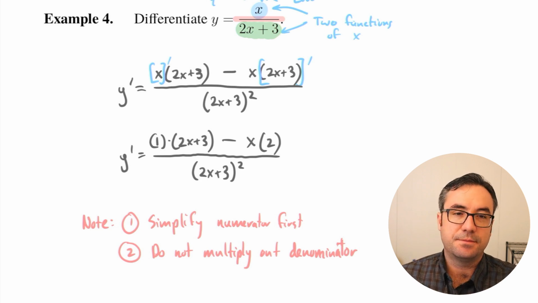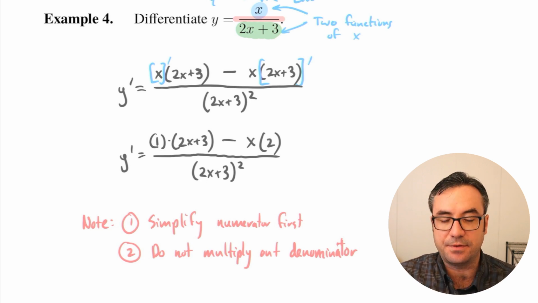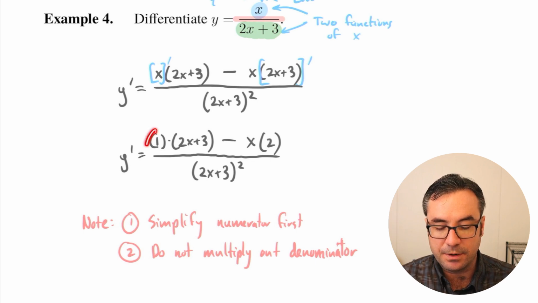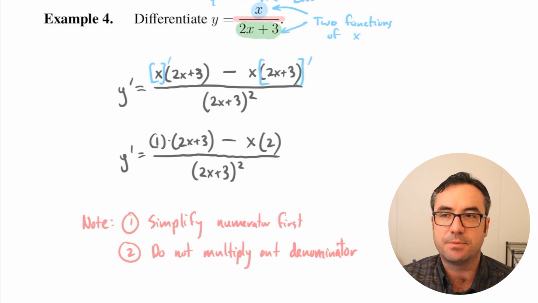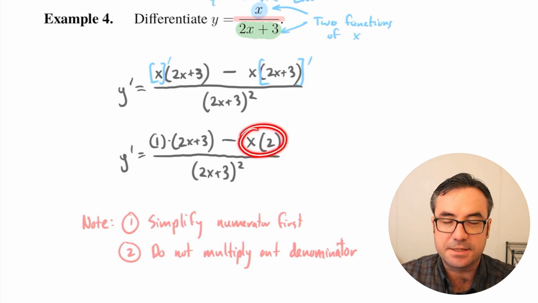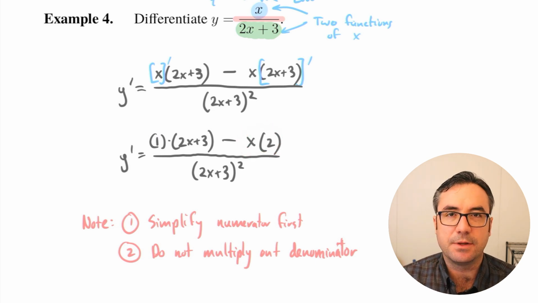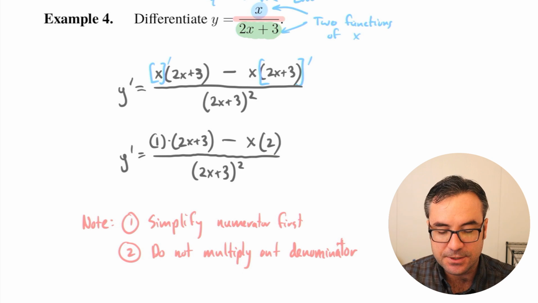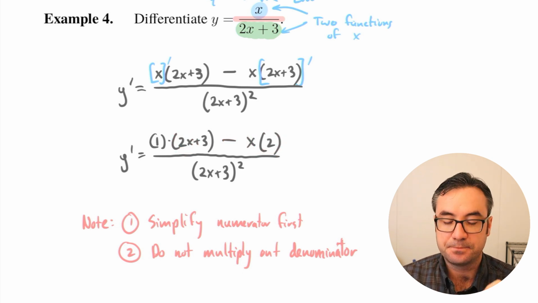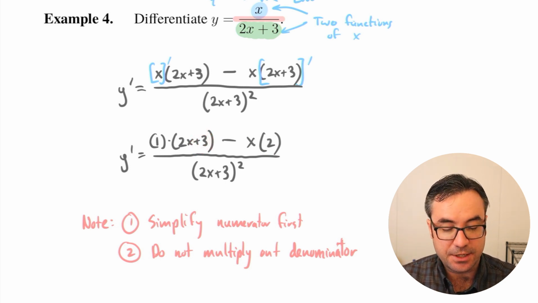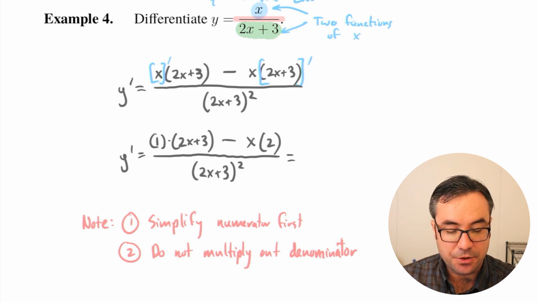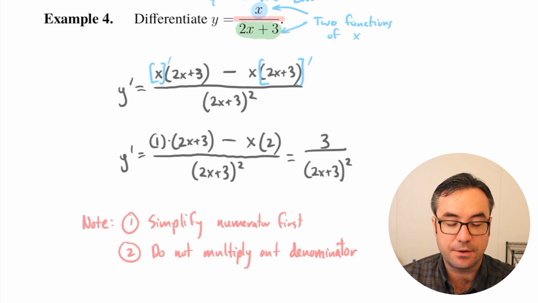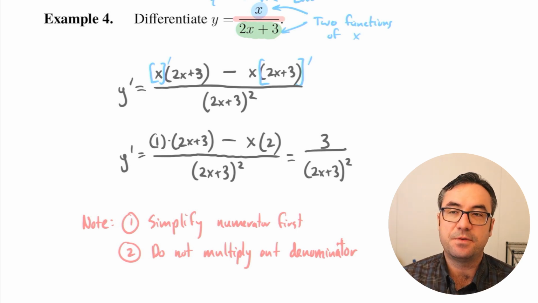So how would this look? It's not necessary, but how would this look if we simplified it? Well, first of all, we'll get rid of that 1. We don't really write multiplication by 1. And then this x times 2, we could more commonly write as 2x. And so what we have here is a 2x minus 2x. And so that's just going to leave us with plus 3. So this actually simplifies to just 3 over 2x plus 3 squared. And that's our simplified derivative.